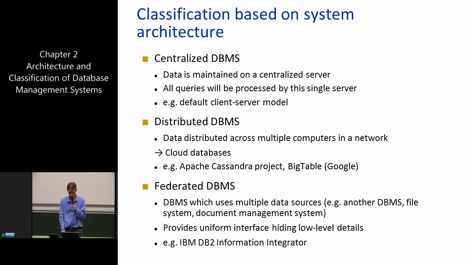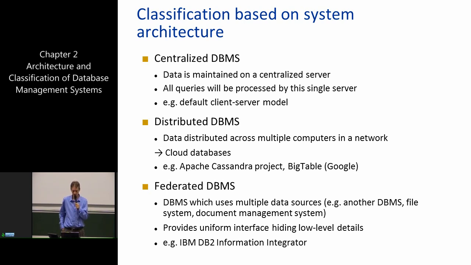Okay? In a distributed DBMS, the data is going to be distributed across multiple computers in a network. So think about the cloud. You can have cloud environments in which data is being distributed across different computers, servers, resources in a network. Think about the Apache Cassandra project, Bigtable of Google, and so on.